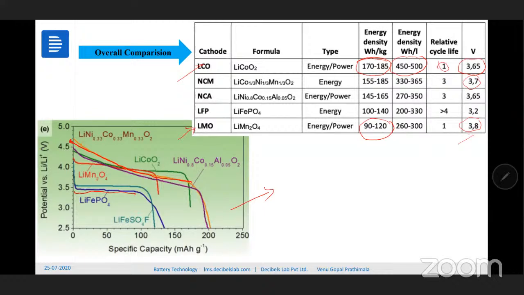And similarly, the NCA also. The violet color is the NCA. It has similar behavior to NMC. This is because of the three different materials present in the cell. The remaining cells did not have that kind of behavior. They have flat behaviors. Okay. So this is all about lithium-ion cell technology.